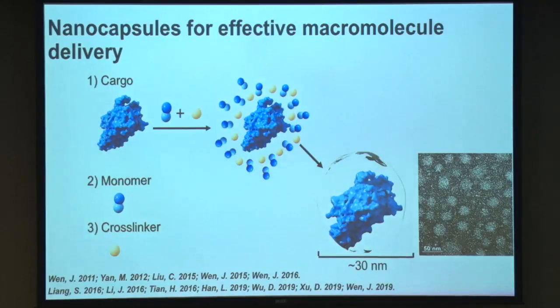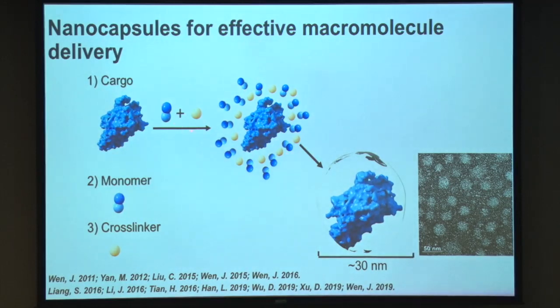In our lab, we collaborated with a lab at UCLA, Dr. Yunfeng Lu's lab, and we developed one system called the nanocapsule system. How it works is like this. There are 3 components. It's very simple. The cargo is the molecule you want to deliver, and we also have 2 components, which are monomer and cross-linker. There are only 2 steps to synthesize this nanocapsule.